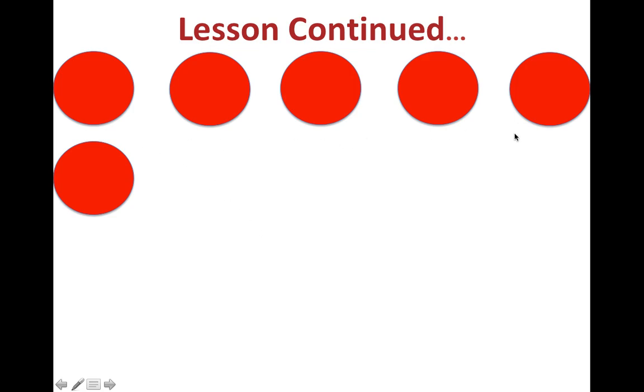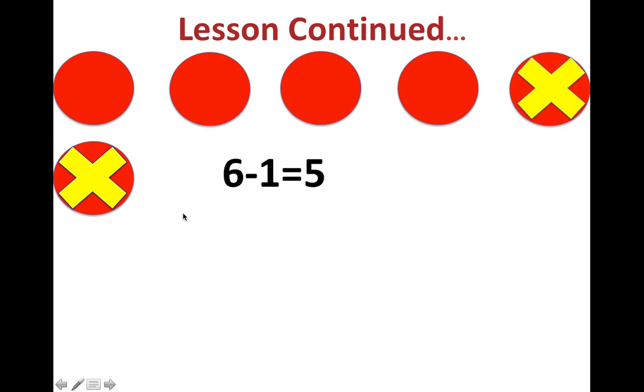Now, let's do it with our counters again. We have 6 counters: 1, 2, 3, 4, 5, 6. Let's take away 1. What would that look like? It would be 6 minus 1 equals 5. So we had 6, we took away 1, it gives us 5. Now, let's start all over again. It's 6. This time we're going to take 2 away. So we have 6 minus 2 equals 4, because we have 1, 2, 3, 4 as the correct answer.